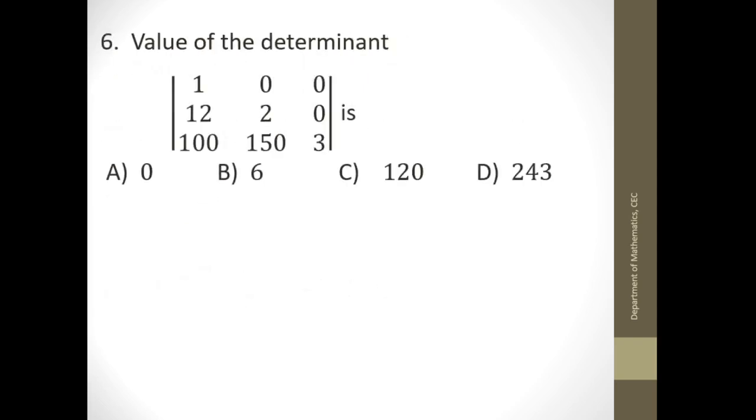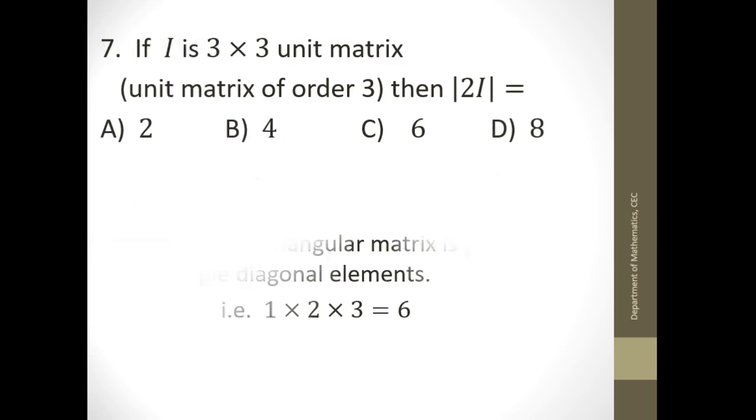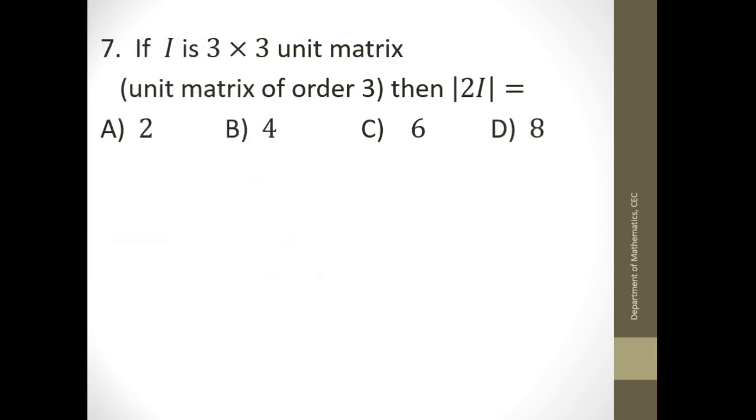Value of the determinant. This is a lower triangular matrix. So its determinant is the product of the principal diagonal. Therefore, 1 into 3 into 2 into 3. So the answer is B. It is a direct one. The determinant of the unit matrix is 1, but 2 is multiplied with each row. Therefore, 2 into 2 into 2, the answer is D.